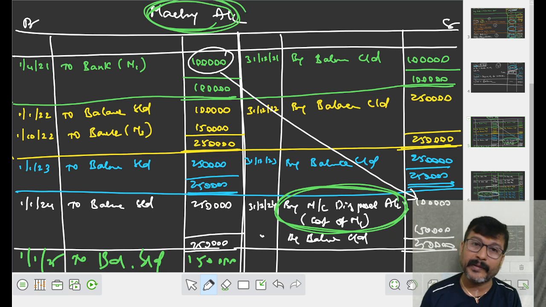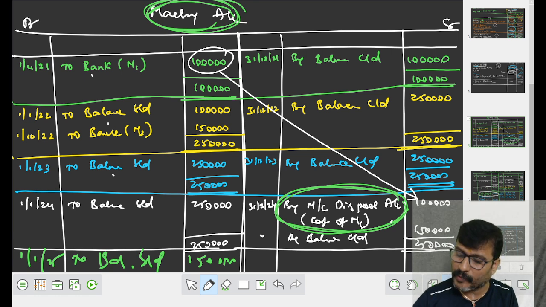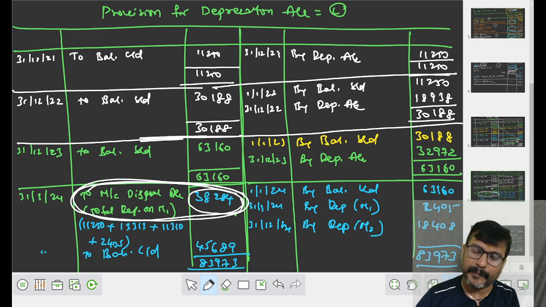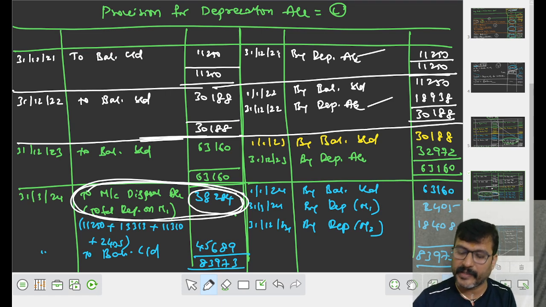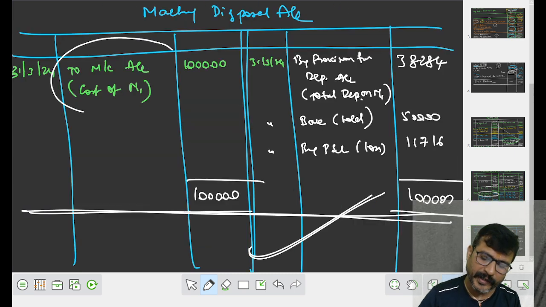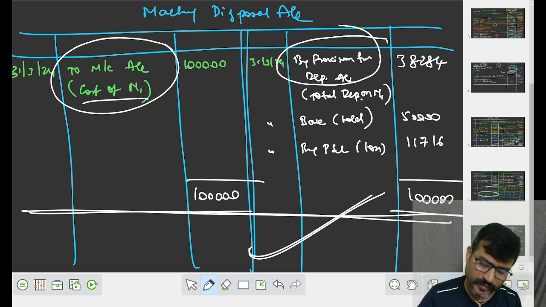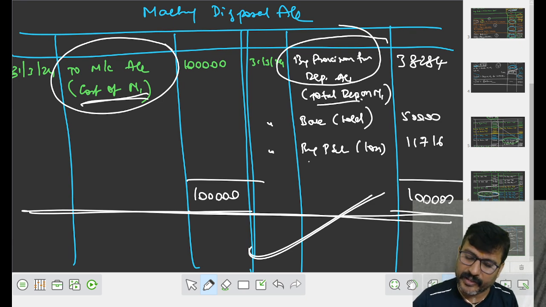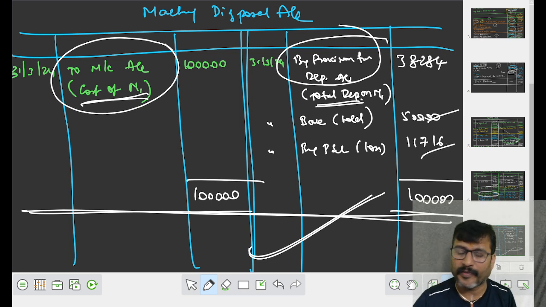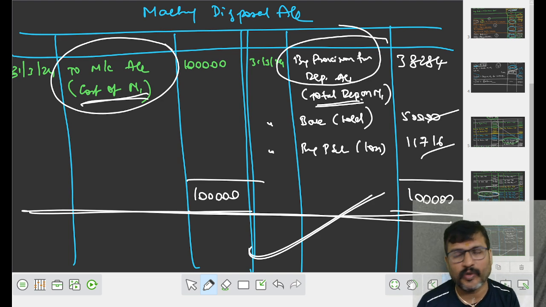How to prepare? Please remember, prepare the machinery account, take only purchase. When it is sold, take it on the opposite side as a disposal. Secondly, prepare the provision for depreciation, take only depreciations, carried down, brought down. Whatever depreciation you get on the disposed machine is to be taken in the disposal account. In disposal, give the corresponding entry to machinery and by provision for depreciation, as cost of M1 and total depreciation on M1. Then write sold, and write profit or loss. When your disposal account agrees, your answer is correct. This is how we have to solve the problem.